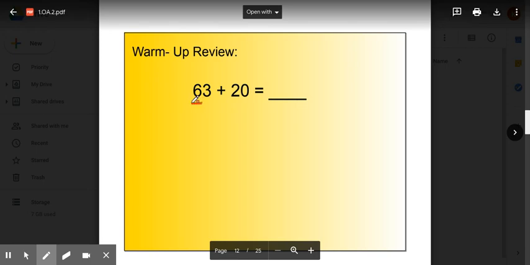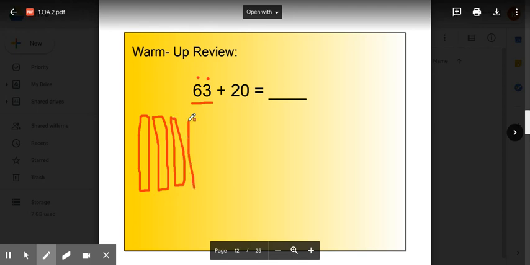So first I'm going to draw 63 using base 10 blocks. 63 has 6 tens and 3 ones. So I'm going to draw 6 10 sticks. 1, 2, 3, 4, 5, 6, and 3 ones. 1, 2, 3.